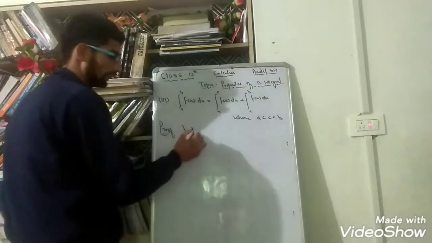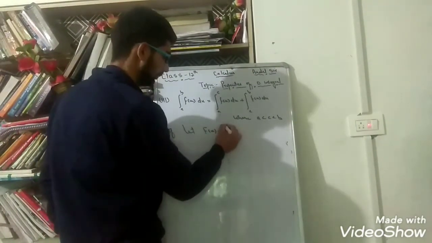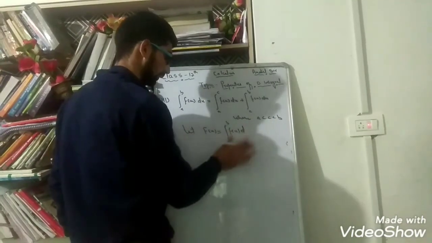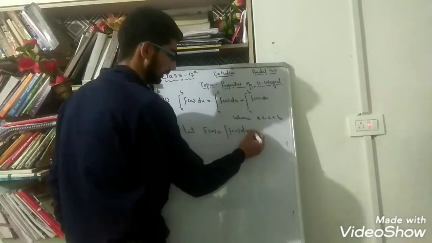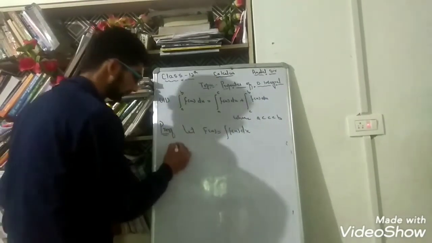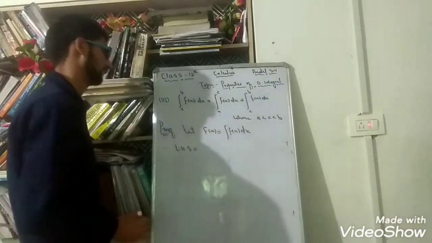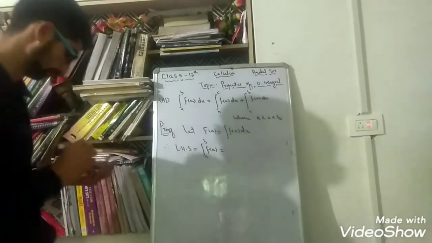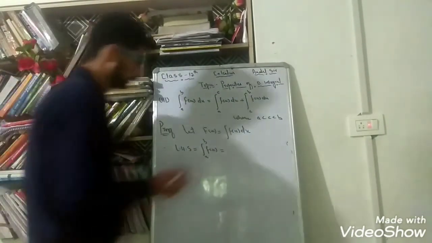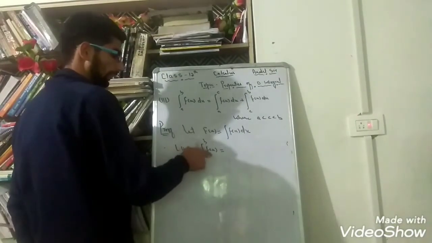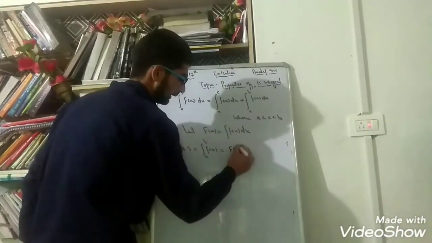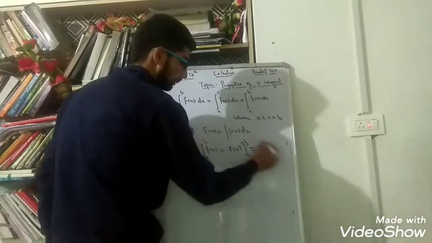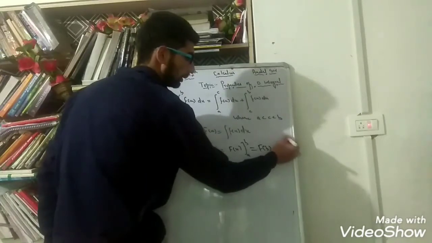Let the integral of f of x be F of x. Therefore the LHS, that is the integral from a to b of f of x dx, is equal to F of x evaluated from a to b, and by the fundamental theorem, it will be equal to F of b minus F of a. This is my first equation.